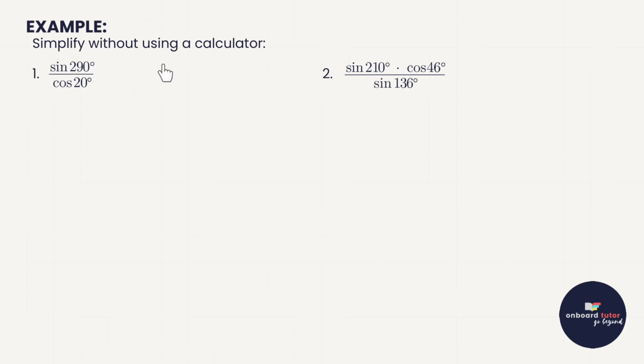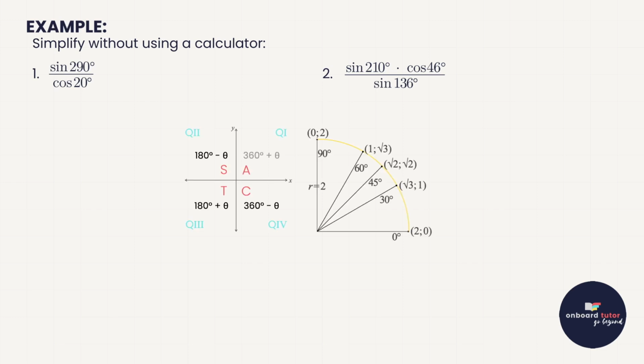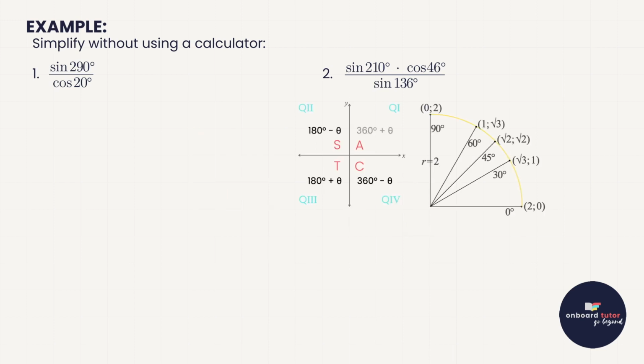So that should sound an alarm for us that we're probably going to use special angles. So there's the information that we need. Let's have a look. 290 degrees, that's somewhere here. It's bigger than 270, but smaller than 360. So let's rewrite that as 360 minus something. Okay, 360 minus 70, that'll give me 290 over cos 20. Okay, in that 4th quadrant, that 360 minus quadrant, sine is negative. So now we're going to say, okay, well that's then just minus sine 70 over cos 20.